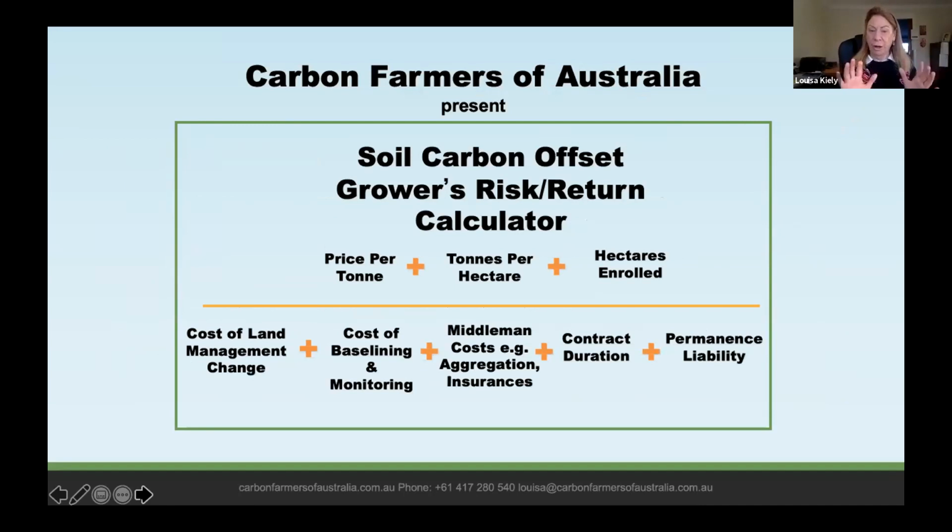This is a reminder that your risk and return has got to do with your price, the tons per hectare. Now, we'll see this a little bit in the look-see, because we will be looking at not the price per ton, but the tons per hectare and the hectares enrolled. And then you will be able to make an estimate of some of those others.